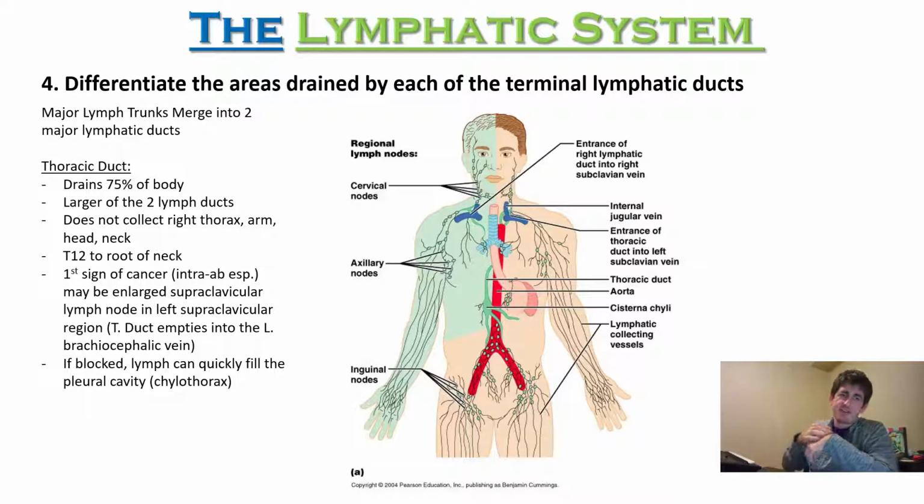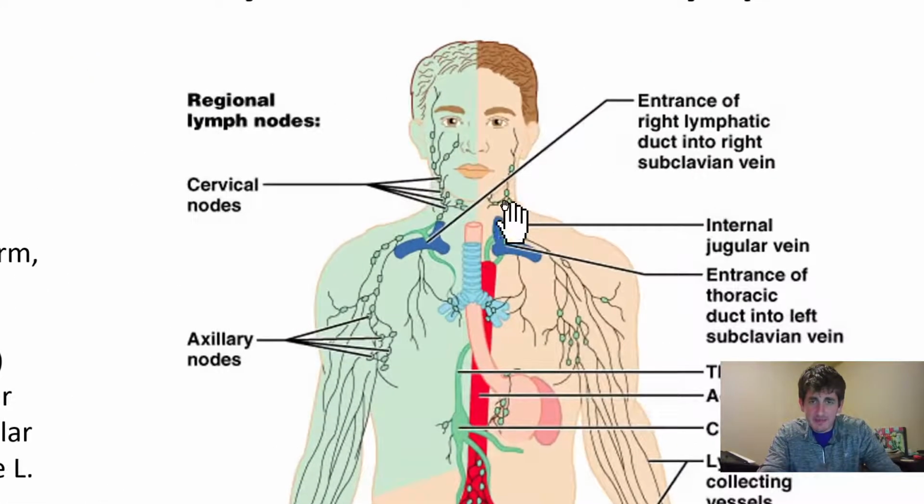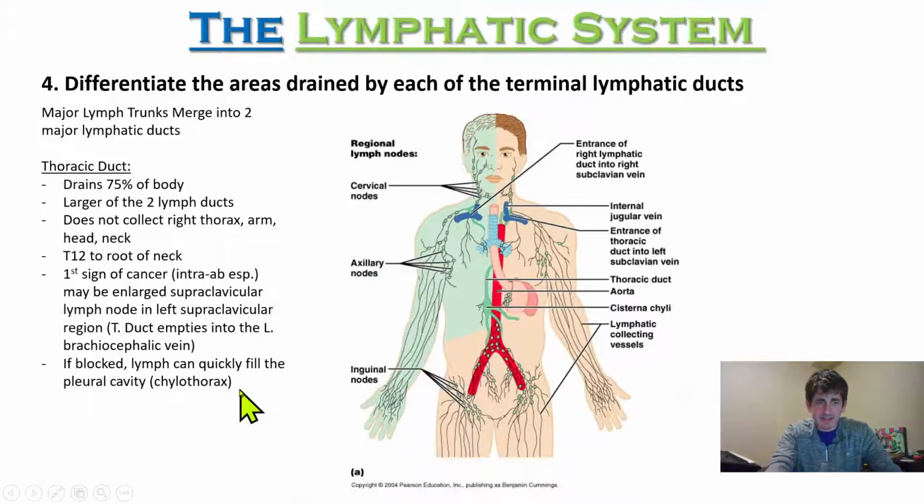But anyways, you'll have this enlarged supraclavicular lymph node on the left, which is right here. Why? Because basically all your lymph is emptying through this region. So you can get cancer cells developing in the lymph node up here. So your thoracic duct empties into the left brachiocephalic vein.